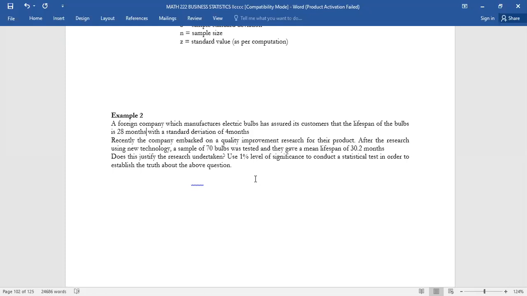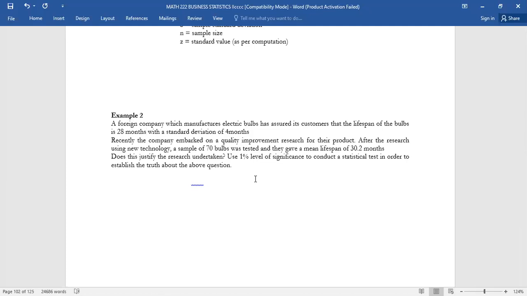Nicholas? With the null hypothesis, it predicts that the mean lifespan of the bulb is 28 months. Wonderful. So the mean lifespan of the bulb is 28 months. So what will be the alternative hypothesis? The mean lifespan of the bulb is 32.2 months. Sorry, 30.2 months.